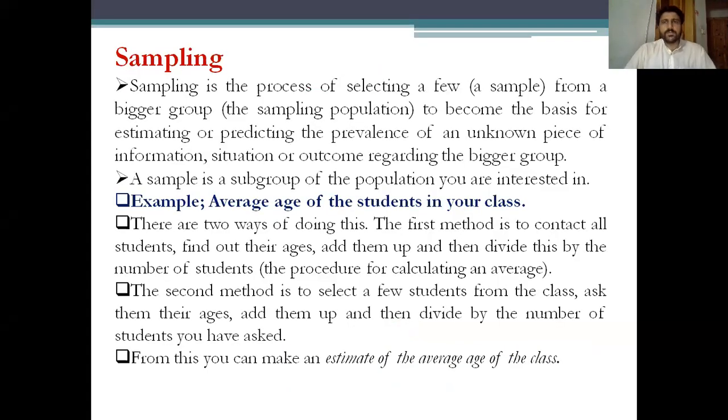Now, sampling is the process of selecting a sample from a bigger group, the sampling population, in order to make it the basis for estimating or predicting the prevalence of an unknown piece of information, situation, or outcome regarding the bigger group. It is at times almost impossible to collect information from all of the study population.